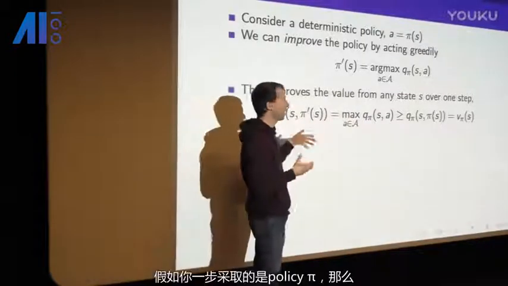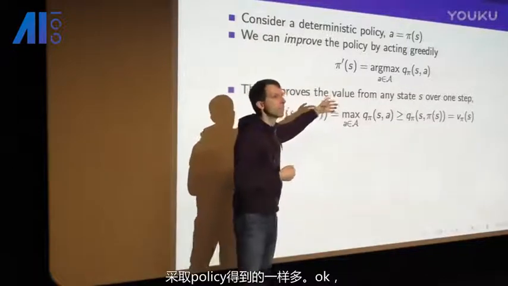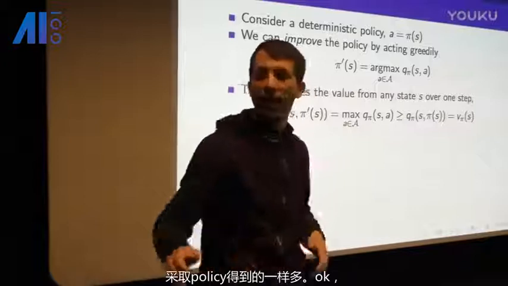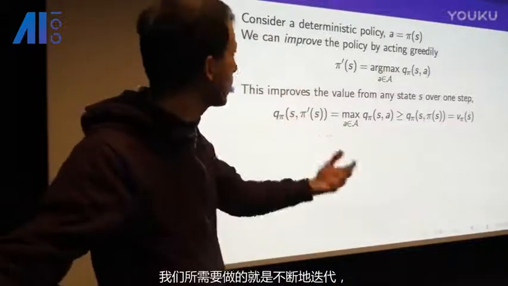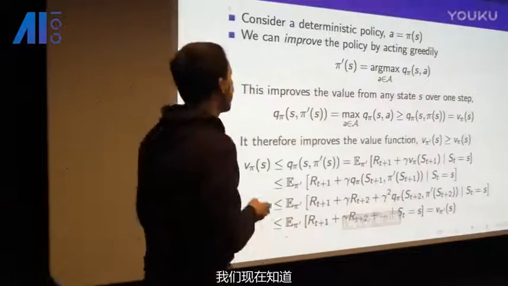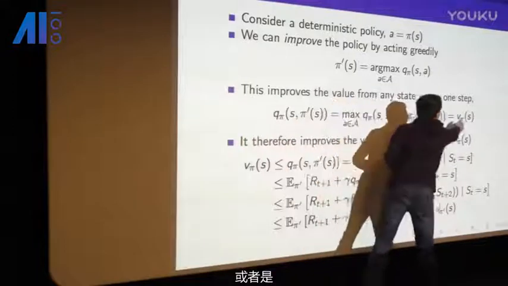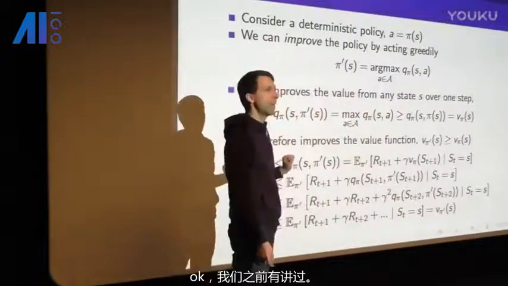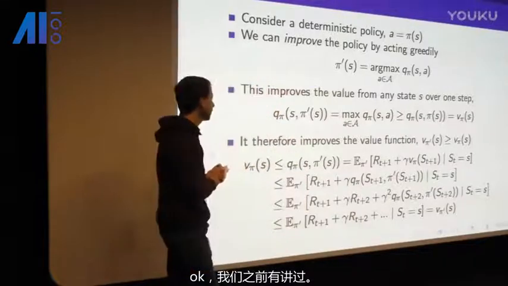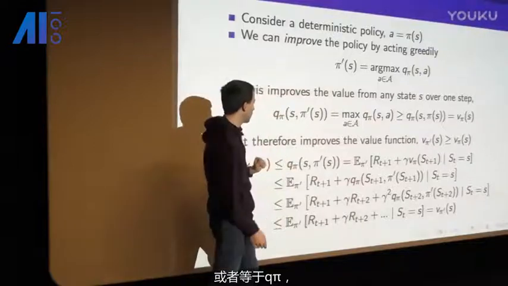If we just take our pi prime for one step, we're going to get at least as much reward as the policy we started with. Okay? And then all we have to do is iterate this using a telescoping argument. We've basically got our result, which tells us that v pi is less than or equal to this q pi term. Okay, that's our premise.